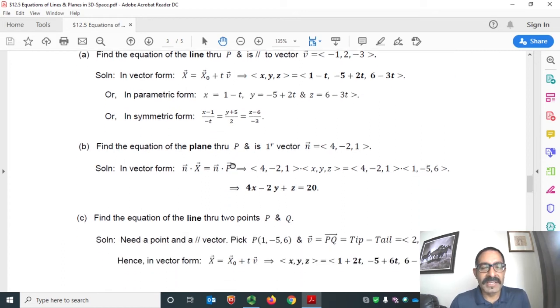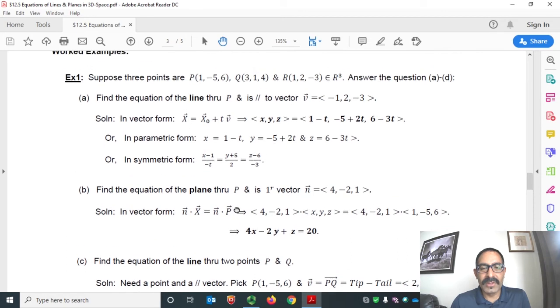Let's move on. Similarly, part B, find the equation of the plane through P, where n is a perpendicular vector. The given perpendicular vector to the plane is n, whose components are 4, minus 2, 1. Solutions in vector form, this is the formula: n dot x equals n dot p. So the n vector is (4, minus 2, 1), the x vector is simply (x, y, z), and the p vector is the position vector of the given point, which is (1, minus 5, 6), and we take a dot product.